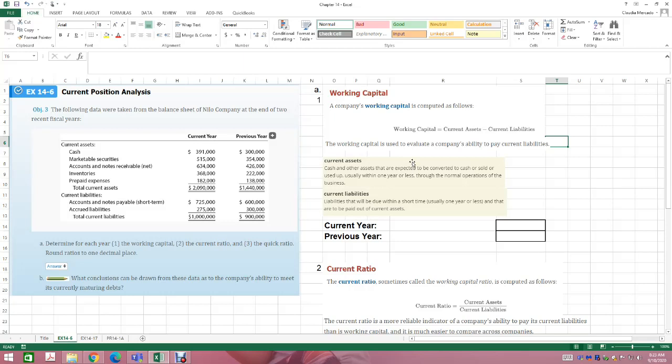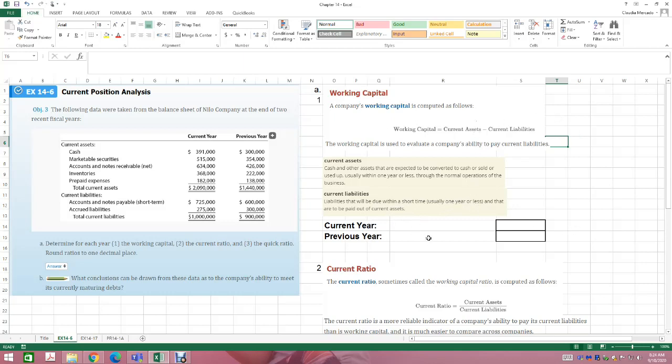The working capital formula is composed of two elements. The first one is current assets. The second one is current liabilities. I wanted to clarify what these are. Current assets are cash and any other assets that are expected to be converted to cash, sold, or used up, usually within 1 year or less, through the normal operations of the business. Current liabilities are liabilities that will be due within a short time, usually 1 year or less, and that are to be paid out of the current assets. So this is what the formula is.